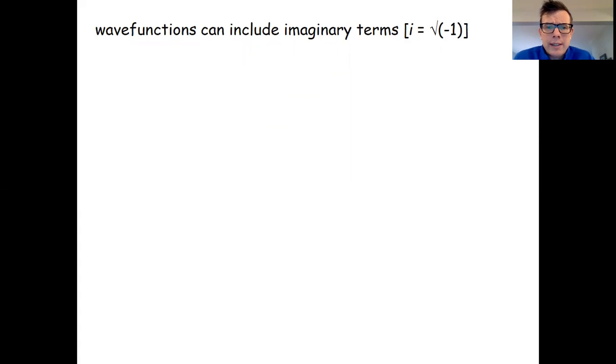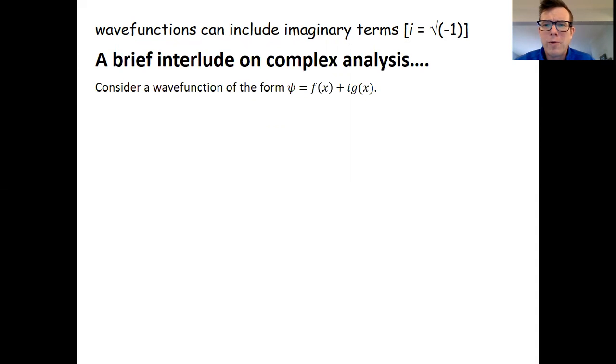And the reason is that wave functions can include imaginary terms. Remember that i is defined as the square root of -1. That is an imaginary term. And so what I need to do here is give you a brief interlude on complex analysis. If you're a math minor, perhaps you've taken a complex analysis class, but most of us haven't.